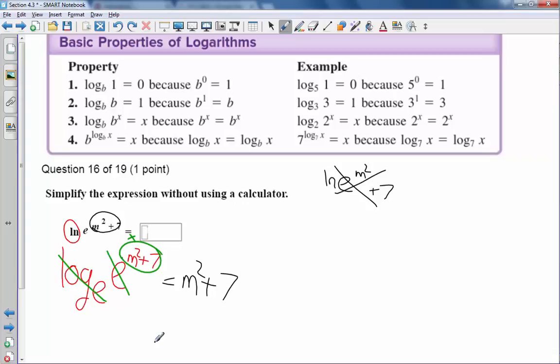Is this clear? Which property did we use here? We used property 3 because of the matching terms. It's not too bad, only 4 properties. Did you already memorize them? 1, matching bases; matching base with a power; and matching base but log and exponential flipped. Kind of similar, right? 4 things.